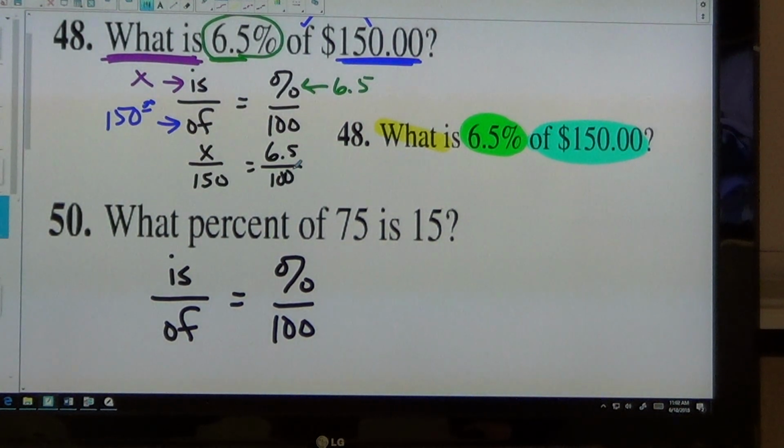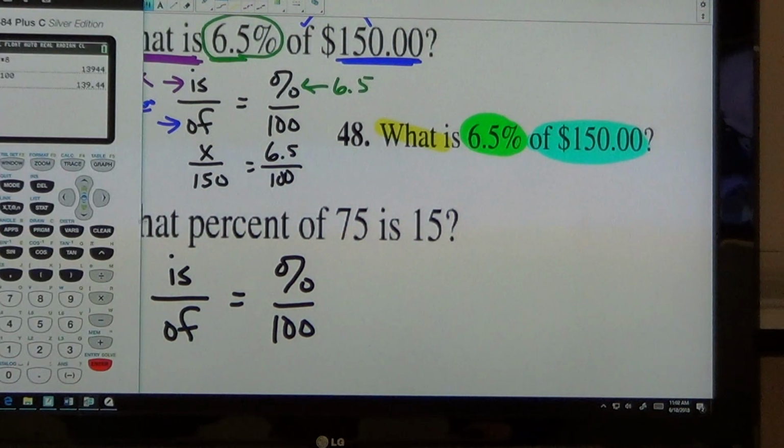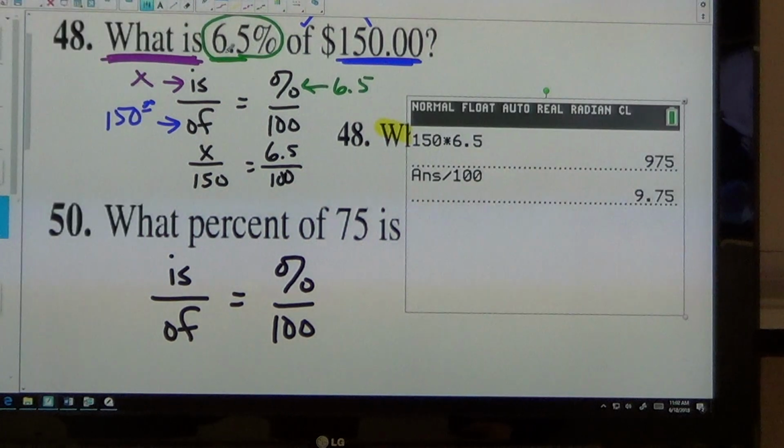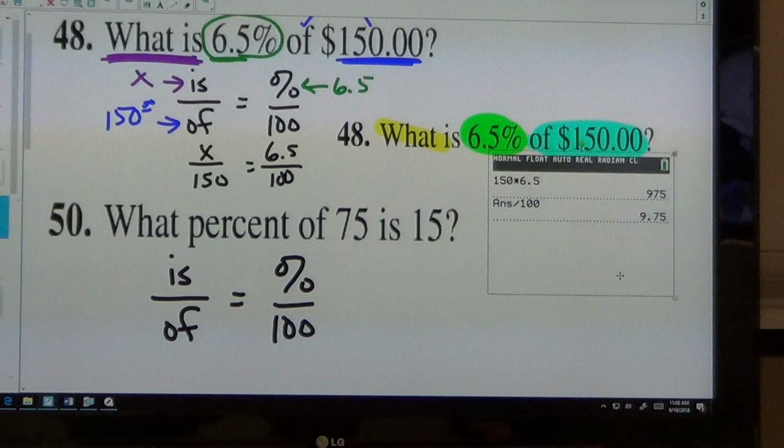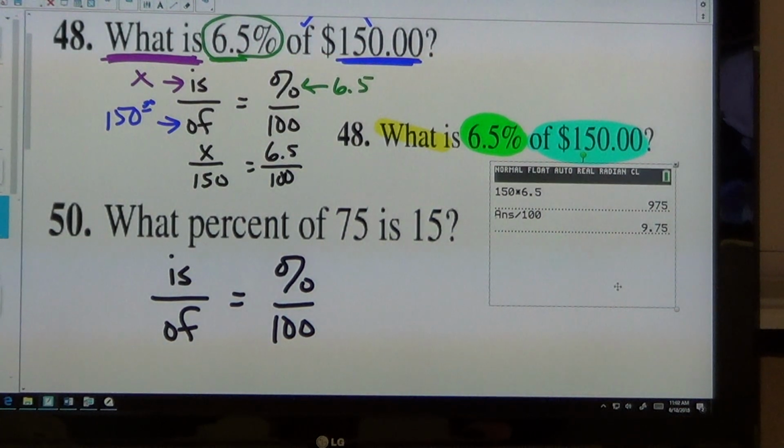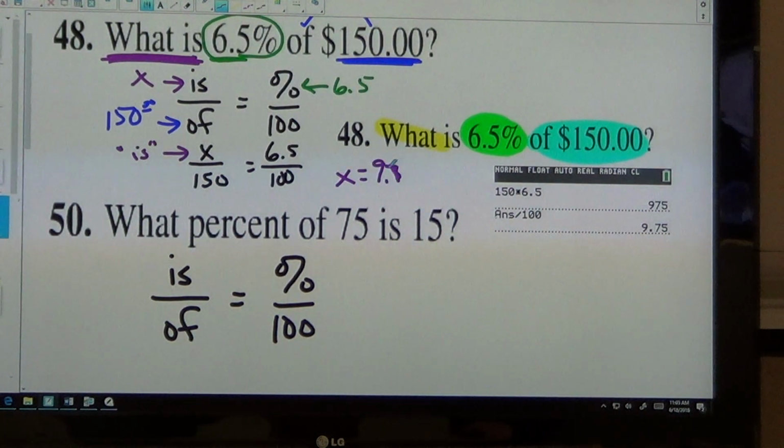6.5 over 100. And this is when you say, okay, Ms. Cooper, you can leave. I know what to do now. I cross multiply, 150 times 6.5 divided by 100, my answer's gonna be 9.75. Now, you only need a percent sign if you're solving for the percent. In this problem, I was solving for the X, which is in the is spot. So my answer's just gonna be 9.75.